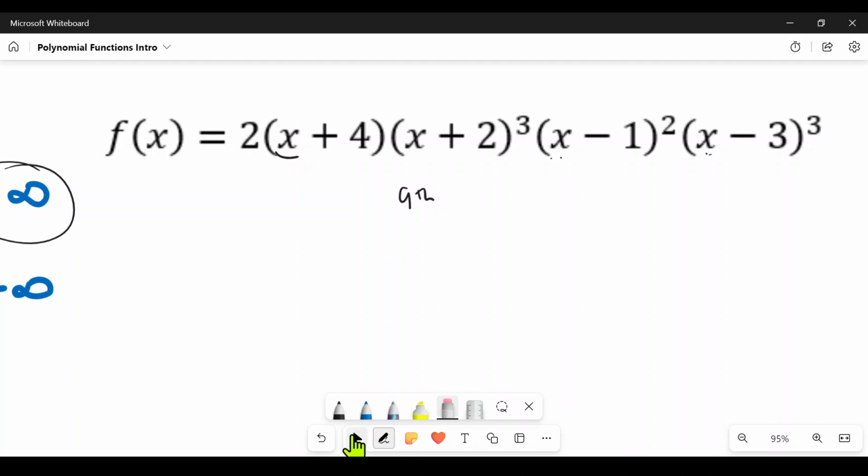Is it positive or negative? Well, positive, positive, positive, positive. So it's positive x to the 9 multiplied by 2, so it's still positive. So it is a positive 9th degree. Let's look at our end behavior statements.